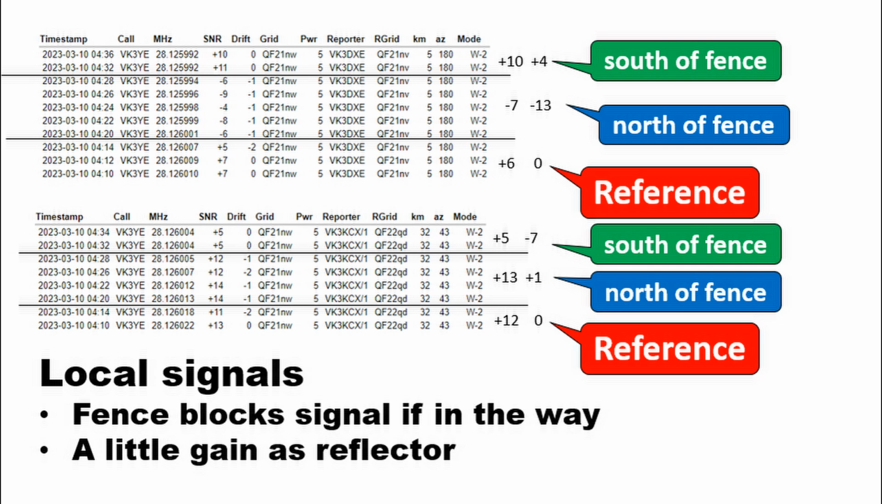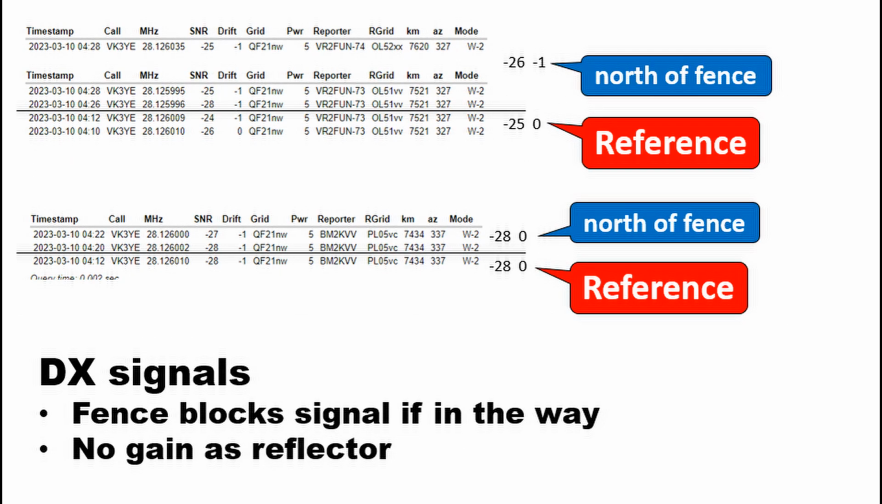And the effect was notable if you were firing straight through the fence rather than if the signal was a bit off to a side. Now, as far as DX goes, there are two of them, VR2FUN. There's dash 74 and dash 73. So I think it's the same guy, but maybe slightly different location.